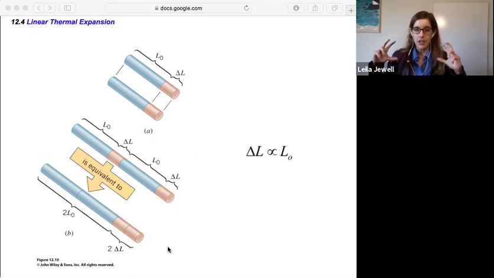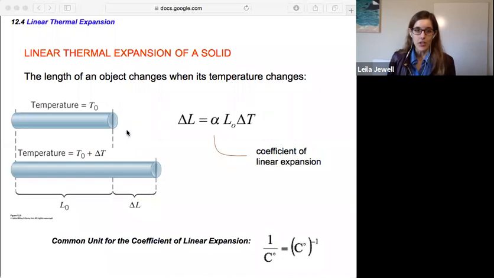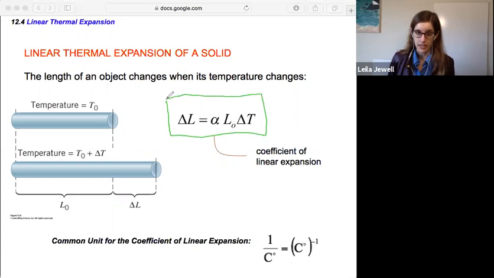So let's put all of these ideas together. How can we figure out how much the length of something will change as we increase the temperature? This is the linear thermal expansion of a solid. It says the length of an object changes when its temperature changes. And here we have the equation. The change in length, the additional length we gain, is equal to alpha times L0, the original length, times delta T, the change in temperature.